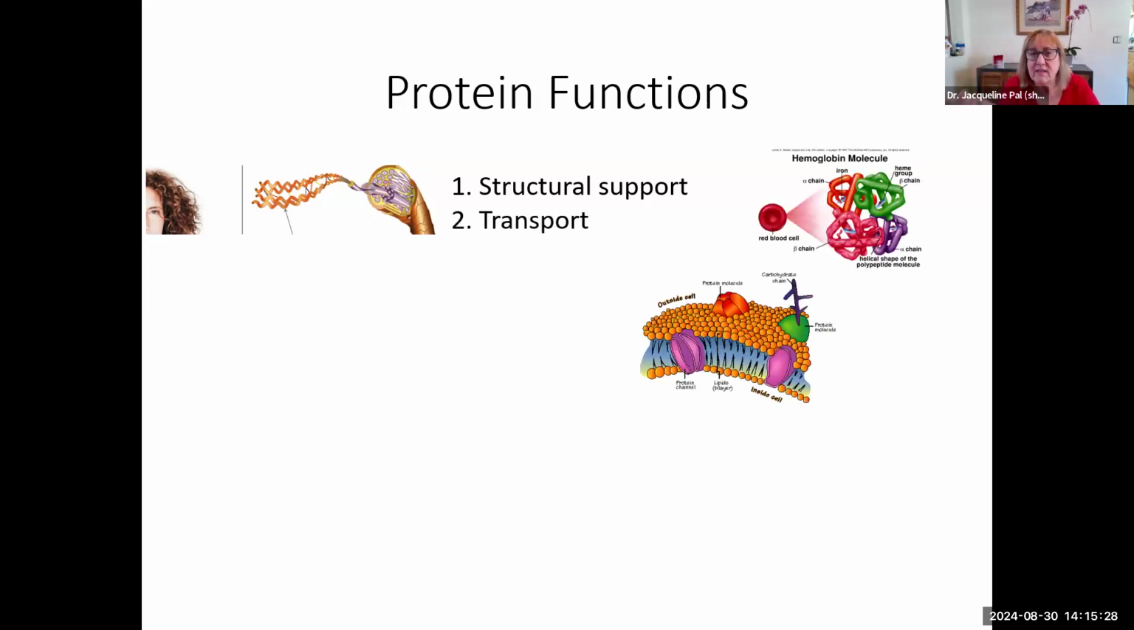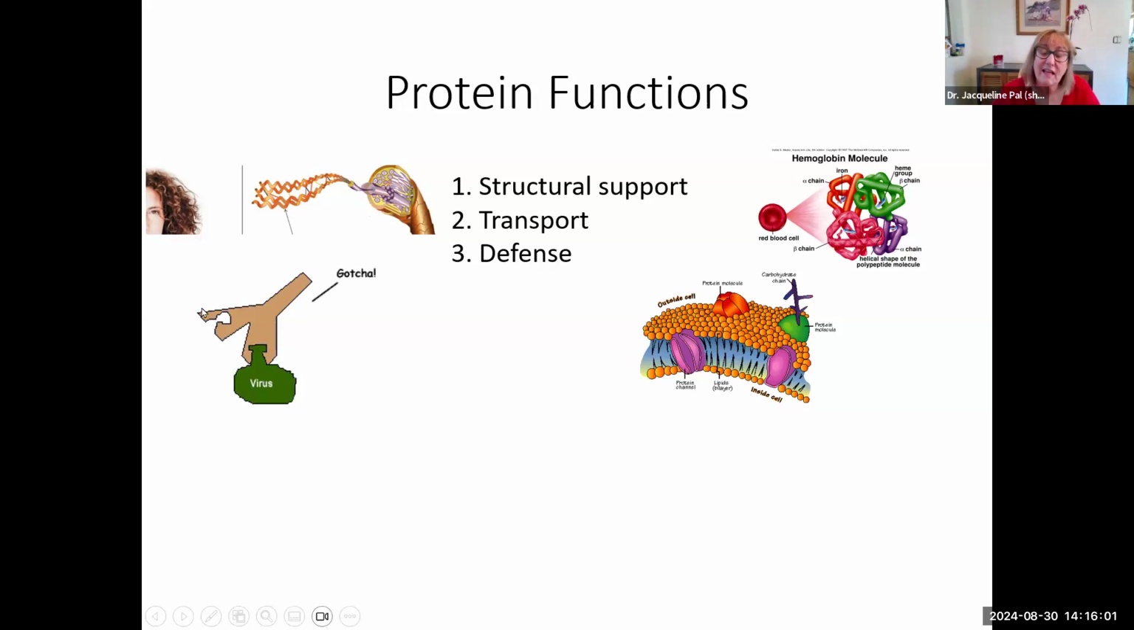We have proteins that give transport. For instance, hemoglobin carries oxygen throughout our blood to drop it off at a cell. So here is a hemoglobin molecule. We've got millions of them inside every red blood cell in our body. We also have proteins that go through the plasma membrane of our cells that allow things to enter and exit our cells for transportation. We have proteins that are involved in our defense.